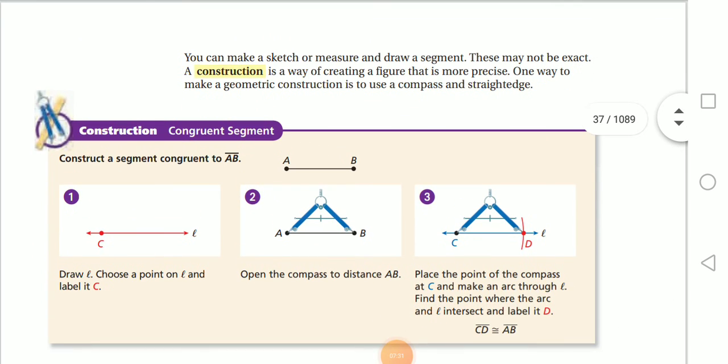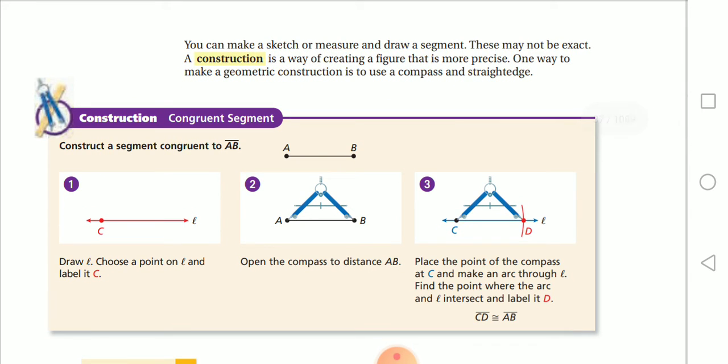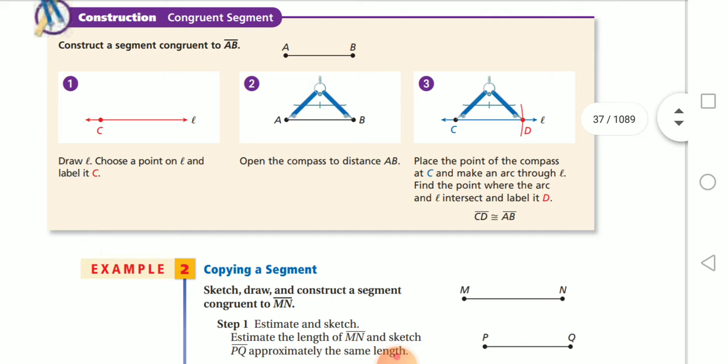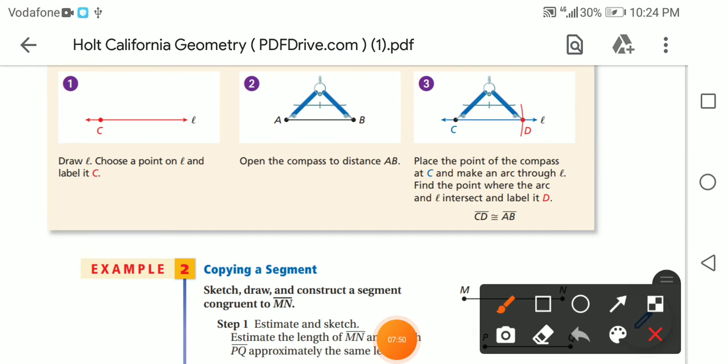You can make a sketch or measure and draw a segment. These may not be exact. A construction is a way of creating a figure that's more precise. One way to make a geometric construction is to use a compass and a straight edge. Okay, how can we make a congruent segment? It's very easy to do.